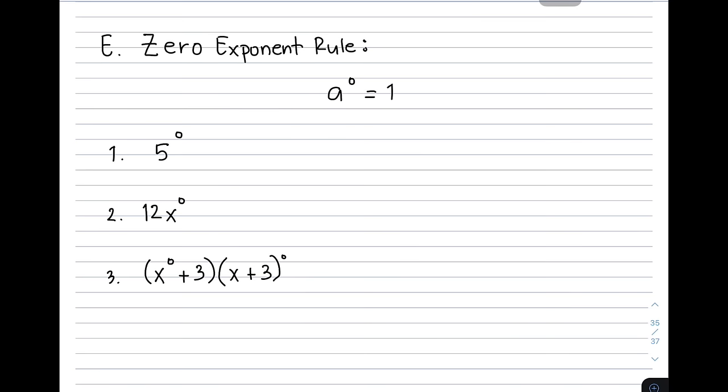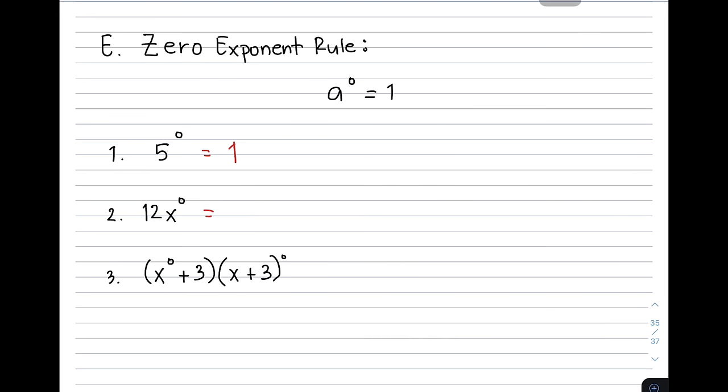So for you to have the concept of this rule, let's have item number 1. We have here 5 raised to 0. And sabi nga, diba, any number except kay 0, which is raised by 0, that is equivalent kay 1. This is equal to 1. Okay? So let's have item number 2.